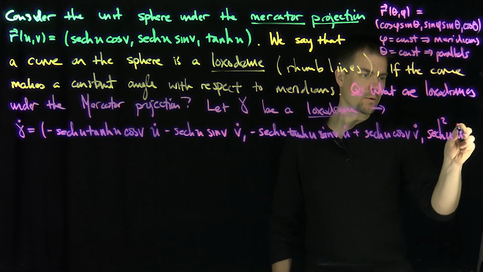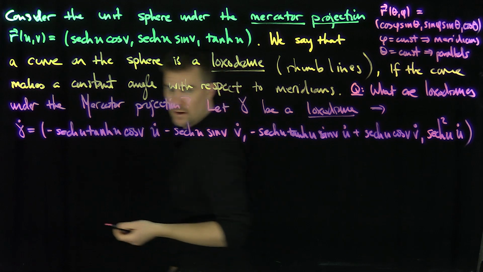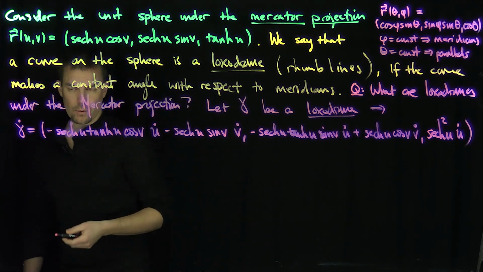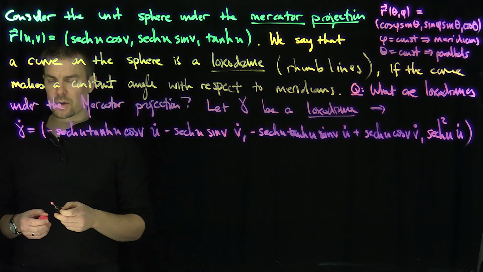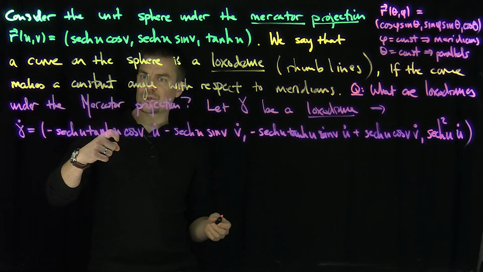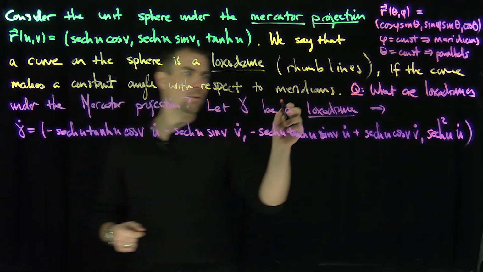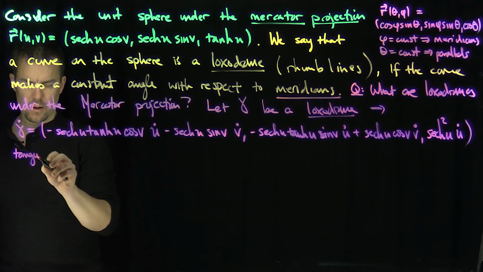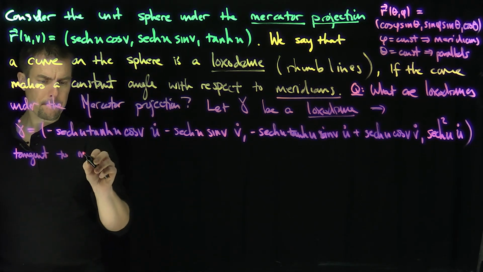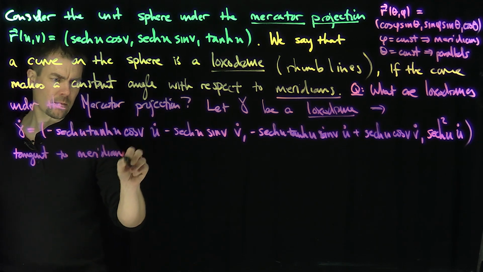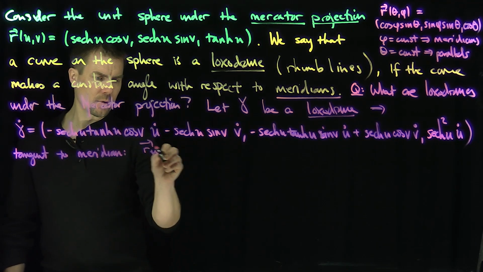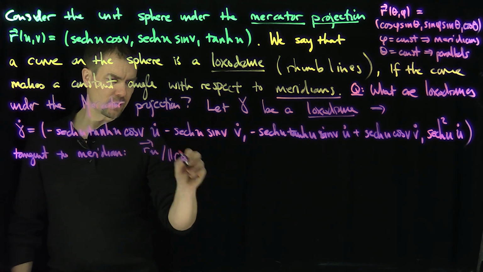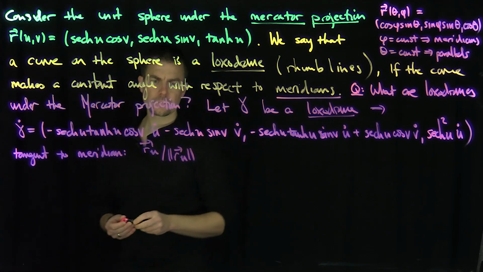So in other words, that's the derivative, the velocity vector or the tangent vector of this curve over here. And now, of course, what's a tangent to the meridian, right? So in other words, we know that a tangent to the meridian is just going to be R_U relative to the length of R_U. That's the unit tangent vector of the meridian, okay?